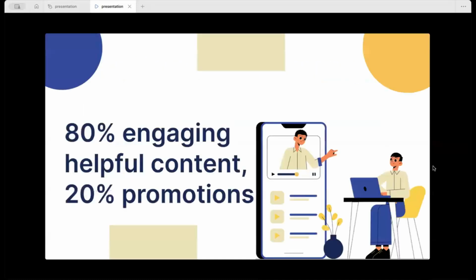So always remember to keep the right balance: 80% engaging, helpful content, 20% promotions. If your emails are mainly promotions, they will end up again in spam or people will just ignore them.